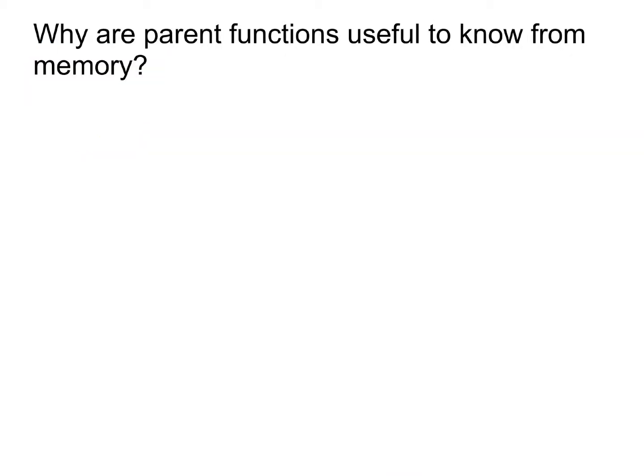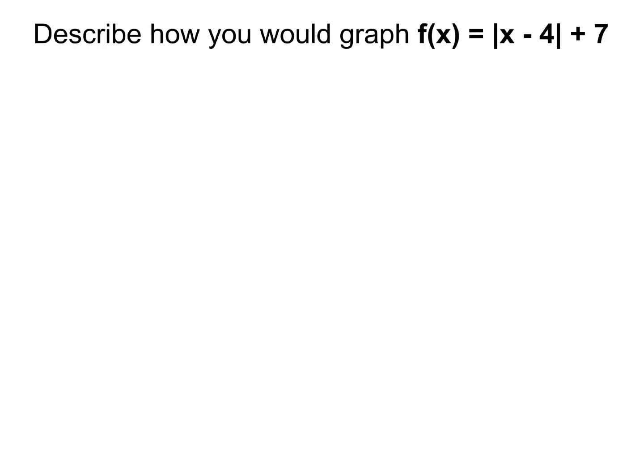Now, why am I talking about this parent function stuff? How does knowing what the parent function looks like help you? How's it helpful to know this from memory? By knowing the parent function, you can actually graph this function. Here we have f of x equals the absolute value of x minus 4 plus 7. Okay, so let's say you're going and graphing this. What does the minus 4 do to your graph? That x minus 4, the minus 4, moves it to the right by 4.